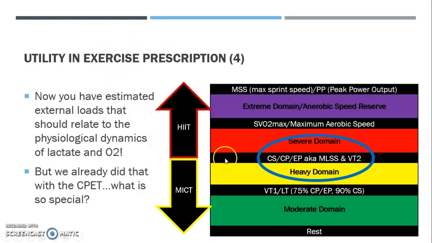We can now target external workloads with internal workloads, and thus create adaptation from it, specific adaptation. So we can see that everything above critical power or critical speed is going to be considered HIIT training intensity, and then everything below that is going to be what's called moderate intensity continuous training.